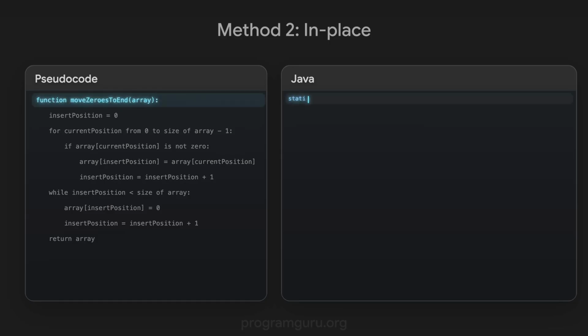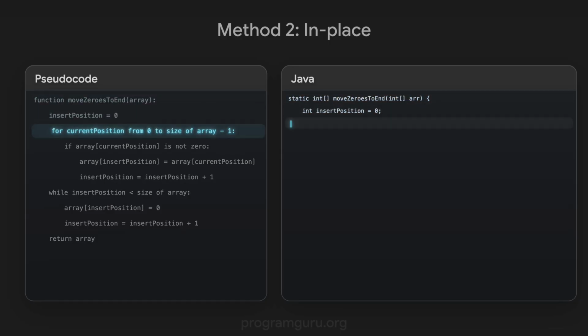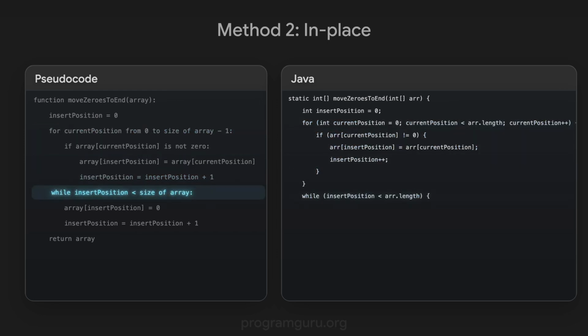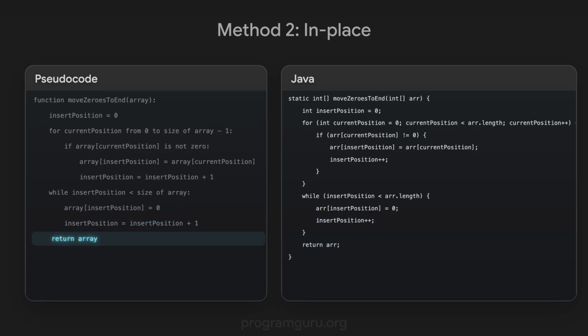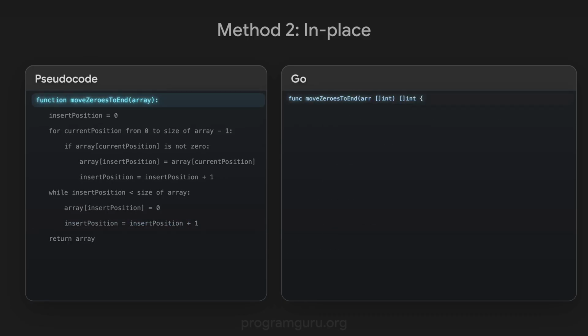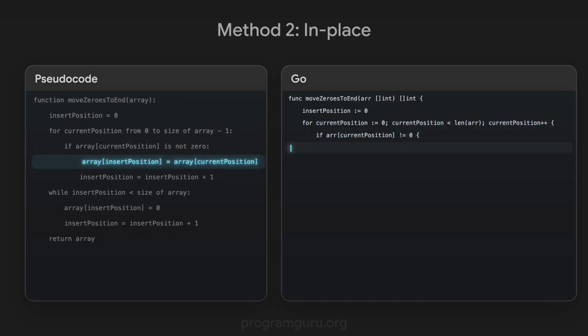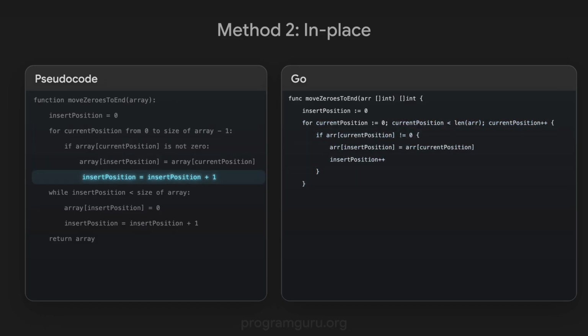Next, we are writing the code in Java. Again, we use insertPosition. We copy each non-zero element to the correct position. Then we fill the remaining positions with zeros. Finally, we are writing the code in Go. The same in-place logic is used here also.